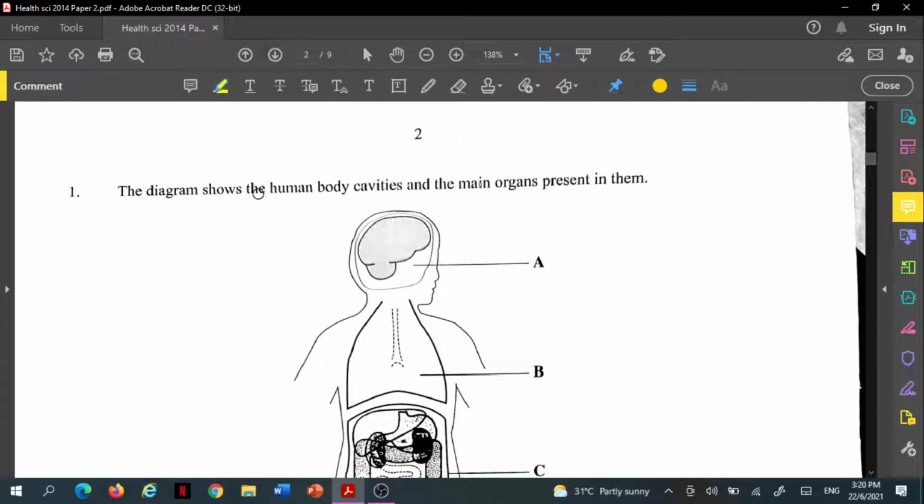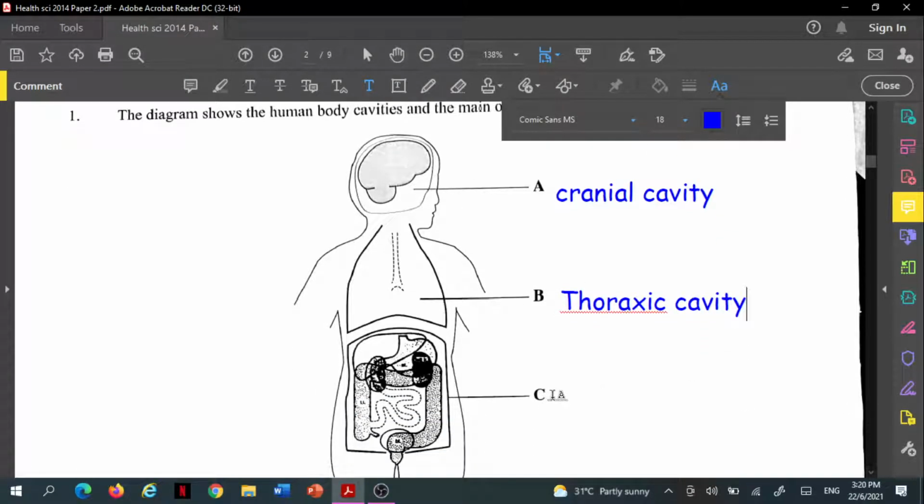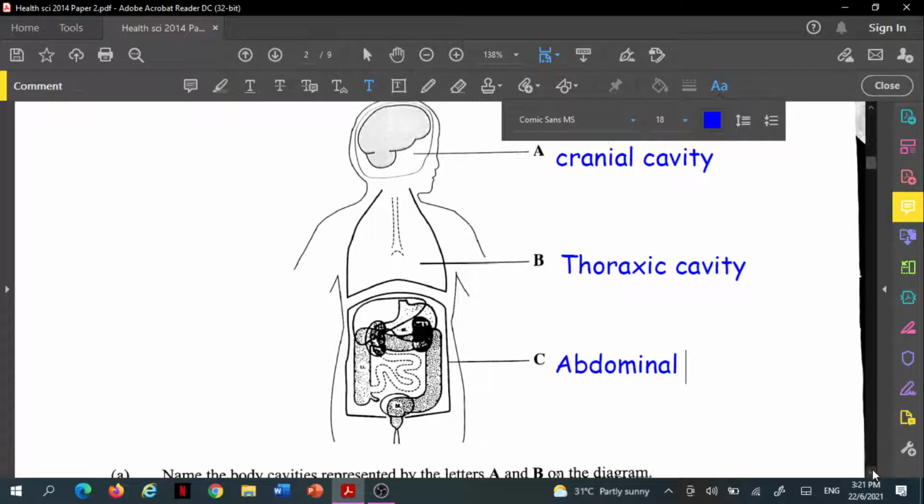For question number 1, you see the diagram shows the human body cavities and the main organs present in them. And so let's quickly label. This is the cranial cavity, which is A. And B, it is the thoracic cavity. And then we have C, which is the abdominal cavity. So we have those 3 cavities there. Now let's go to the first question.